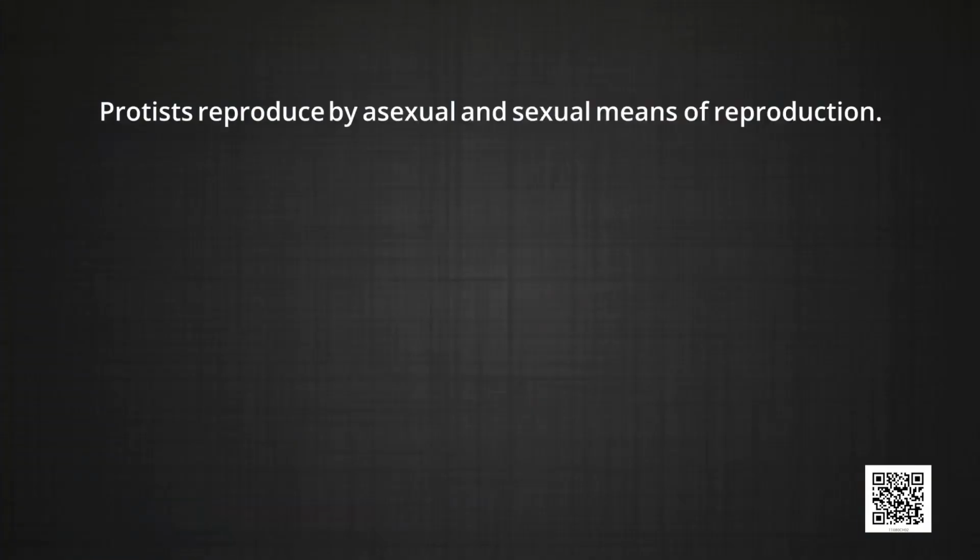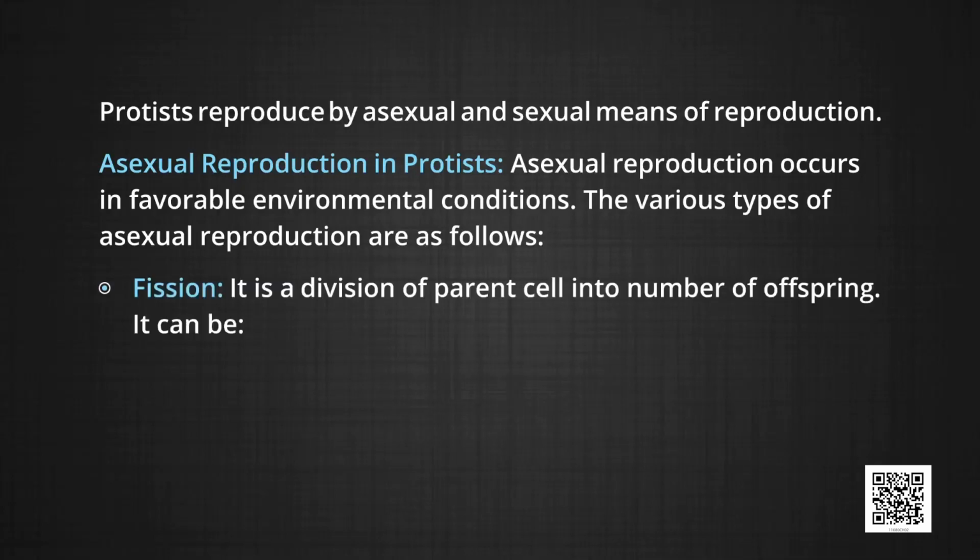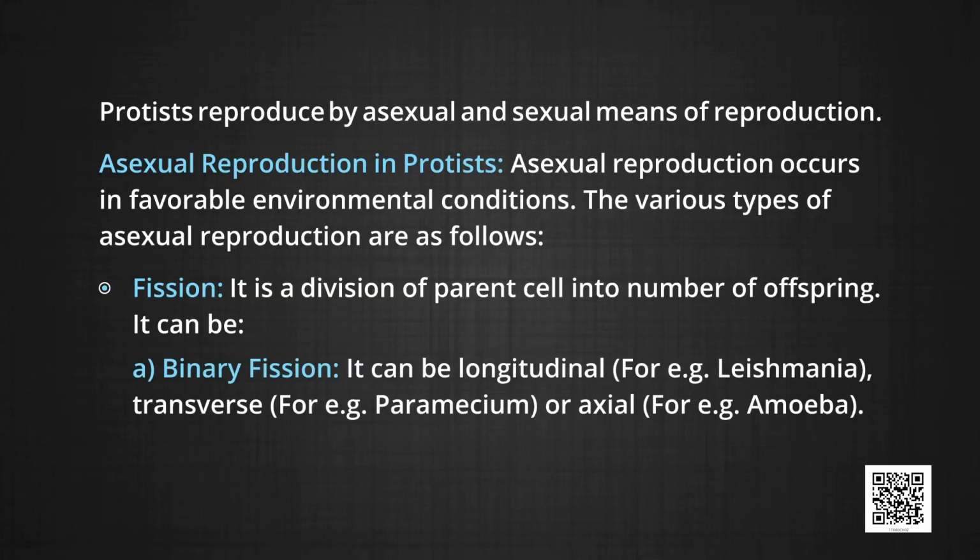Protists reproduce by asexual and sexual means of reproduction. Asexual reproduction in protists occurs in favorable environmental conditions. The various types of asexual reproduction are as follows. Fission. It is a division of a parent cell into a number of offspring. It can be first, binary fission. It can be longitudinal, for example Leishmania, transverse, for example Paramecium, or axial, for example amoeba.